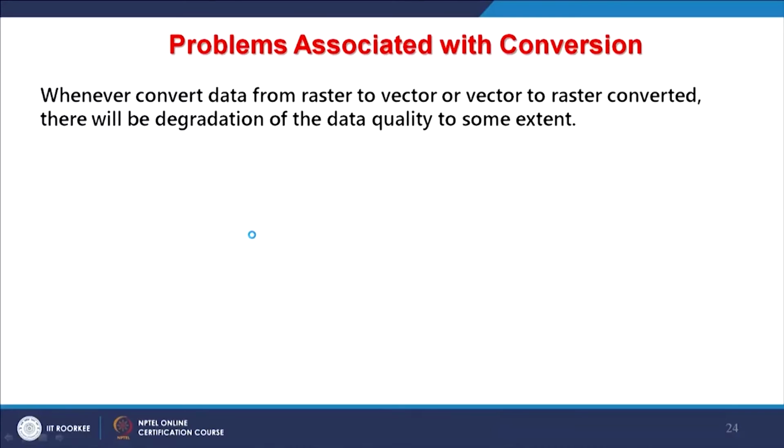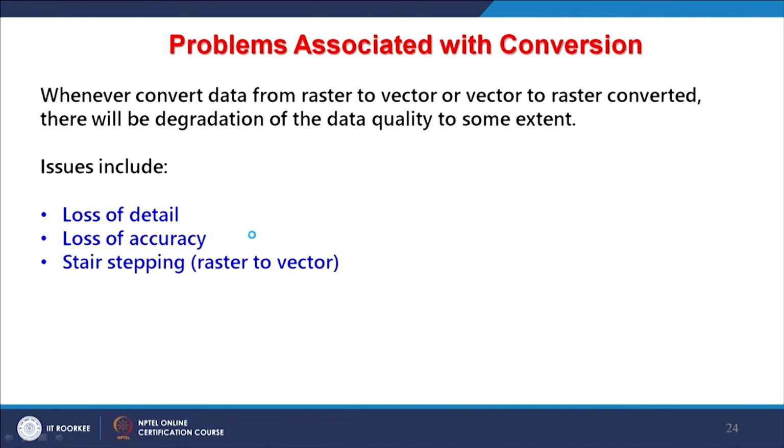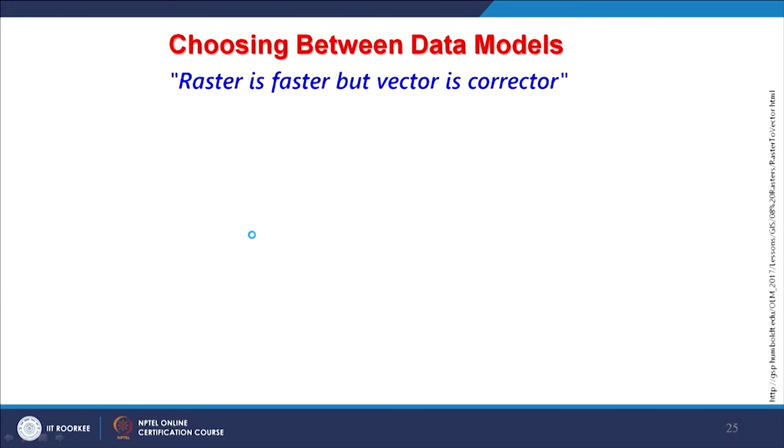So, problems I have already mentioned. So, very briefly we will go. Whenever you convert from one format to another, there will be degradation of the quality of data. Many examples I have shown, and the issues include loss of details and loss of accuracy, and stair steps in case of vector to raster or raster to vector, and changes to the original data, and so on and so forth.